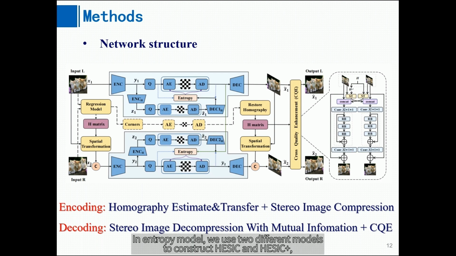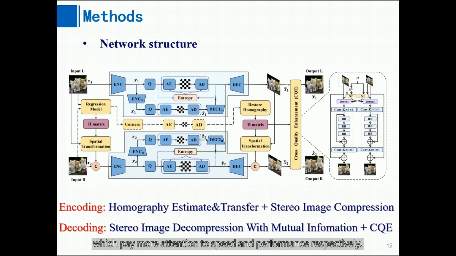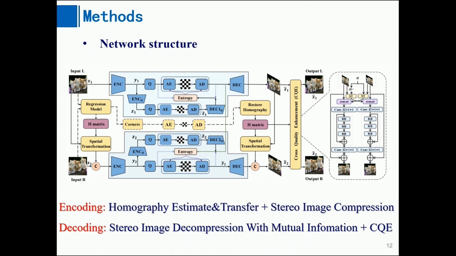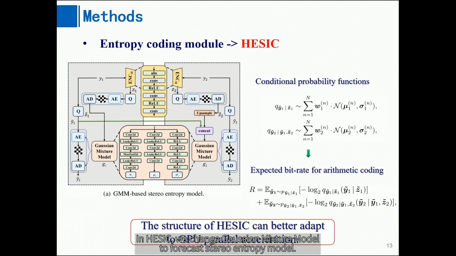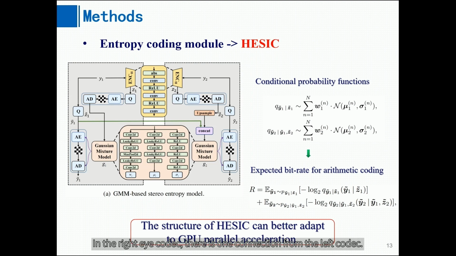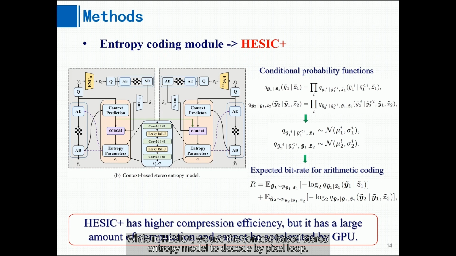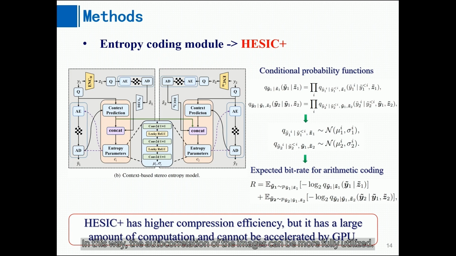In the entropy model, we use two different models to construct HESIC and HESIC Plus, which pay more attention to speed and performance respectively. In HESIC, we change the Gaussian mixture model to a stereo entropy model. In the right eye codec, there is one connection from the left eye, and this structure can better adapt to GPU parallel acceleration. While in HESIC Plus, we use the context-based stereo entropy model to decode by pixel loop. In this way, the autocorrelation of the images can be more fully utilized, but it is computationally intensive and cannot be accelerated by GPU.